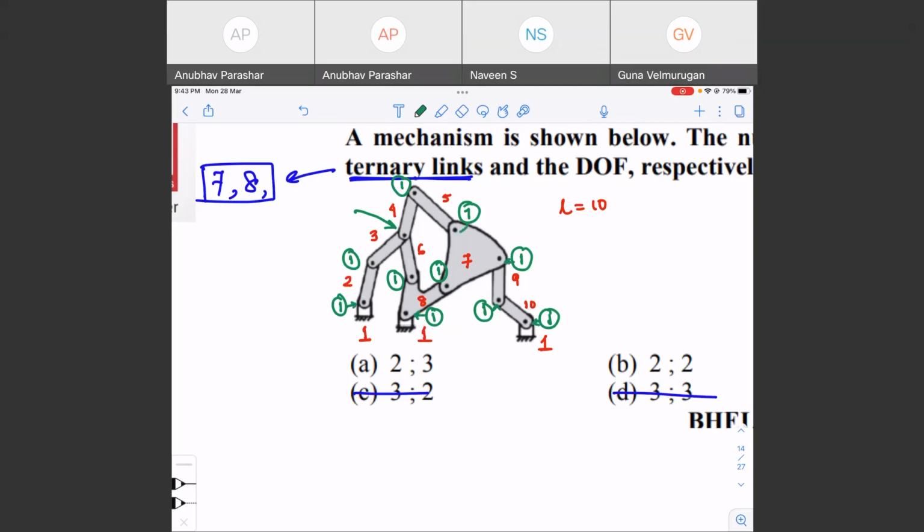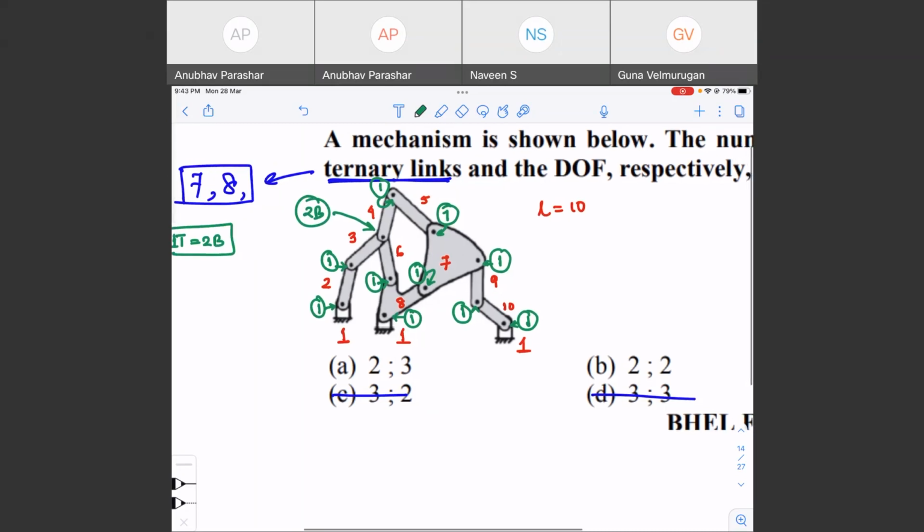The last one. What kind of joint is that? Ternary joint. Very nice. Fantastic. So this is a ternary joint, and we know that one ternary joint is equal to 2 binary joints. We have studied this in today's class itself. So this is equal to 2 binary joints.